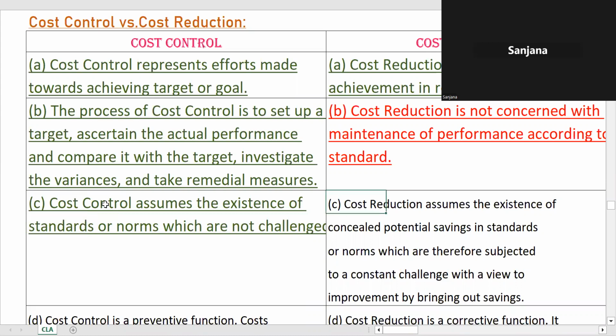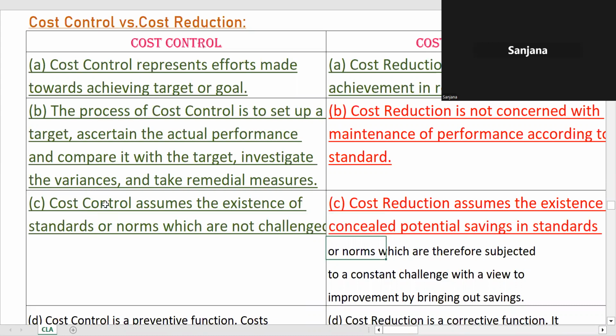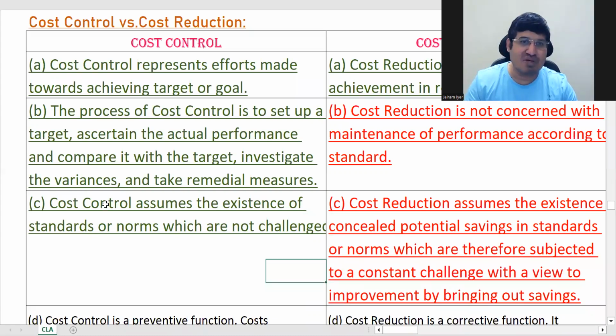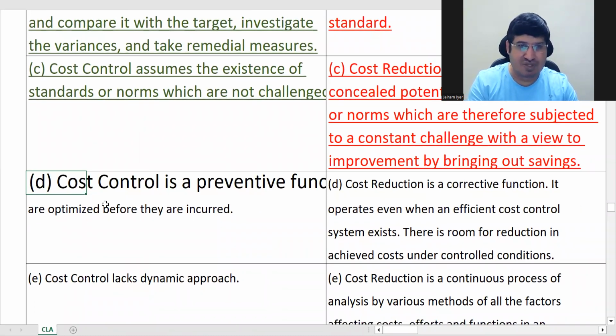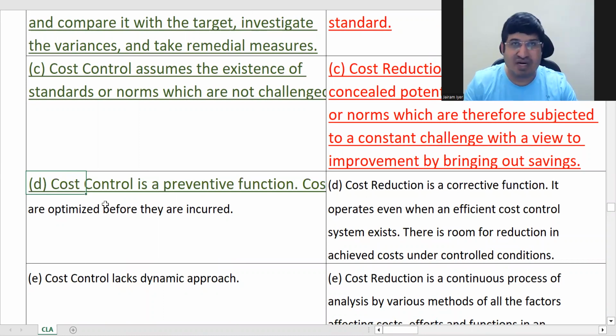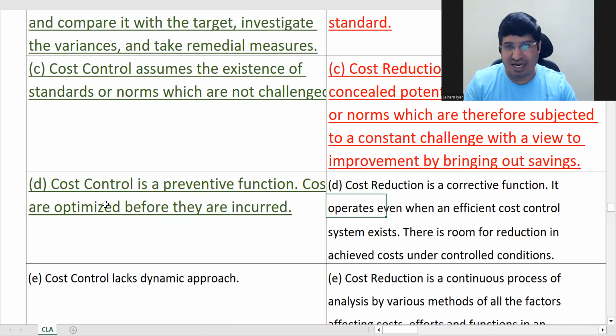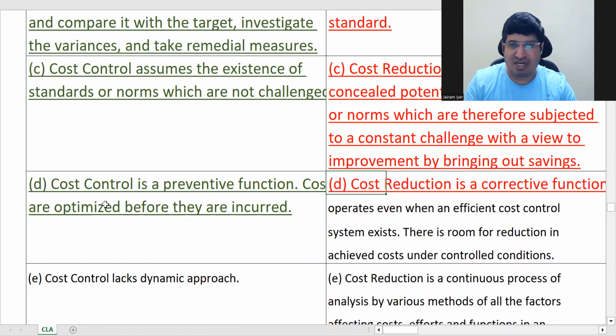And what about cost reduction? It assumes concealed potential savings. It says that even in your cost control, even in your standards, there can be concealed savings which can be brought out. Cost control is a preventive function because it is just preventing cost from overshooting. And cost reduction is a corrective function. If you are paying more cost, then it is correcting.